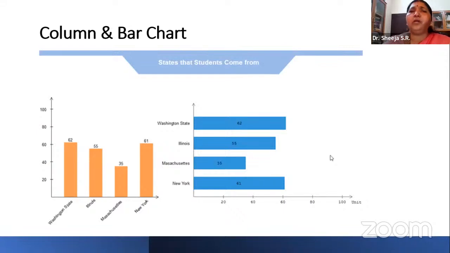From the bar chart also, the same information can be understood, but the difference is that in the second figure, frequency is taken along the x-axis, and the name of the state is given on the y-axis. Actually, there is not much difference between these two. Only in the column chart, the frequency is taken along the y-axis, and in the bar chart, the frequency is taken along the x-axis. That is the only difference.